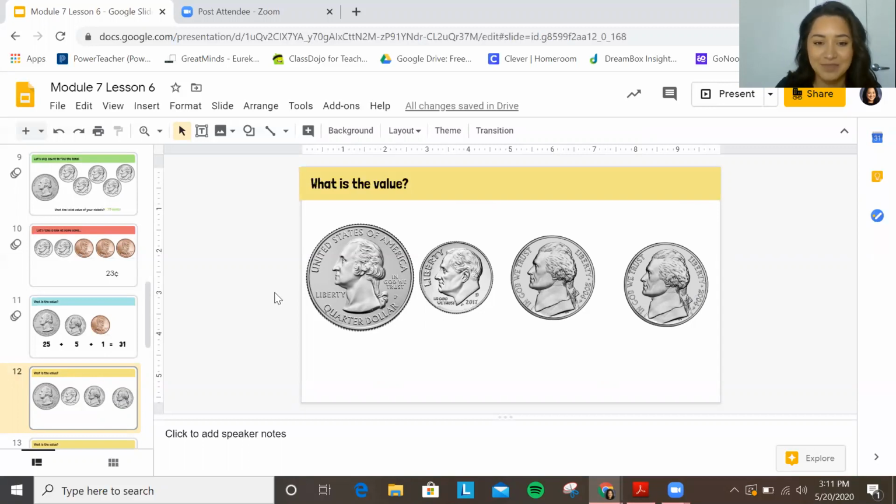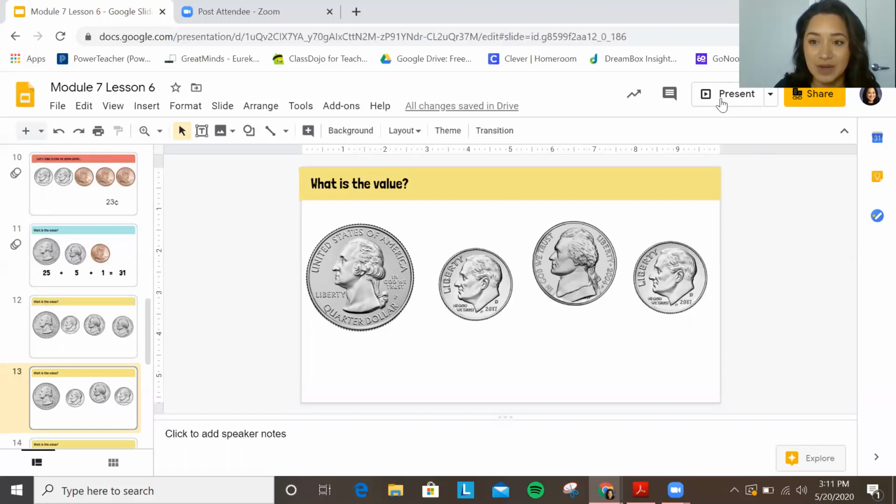Okay, let's try it. We have 25 plus a dime, 35, plus a nickel worth 5, 35 plus 5, 40, and then plus a nickel, 45. 25, 35, 40, 45. Good. Let's try another one.